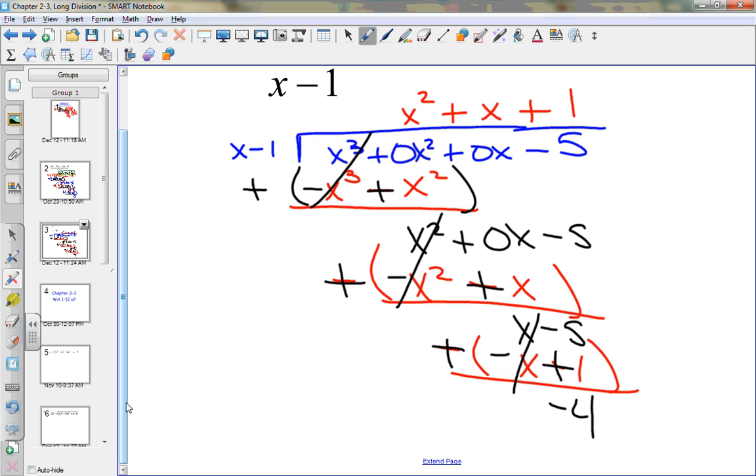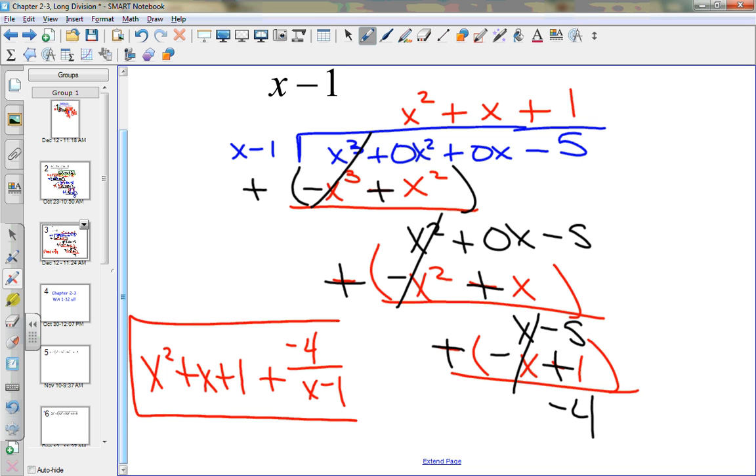It's your remainder, so my answer to this is going to be x squared plus x plus 1 plus negative 4 over x minus 1. Because you put the remainder over your divisor. Remainder over divisor. Not so bad, right?